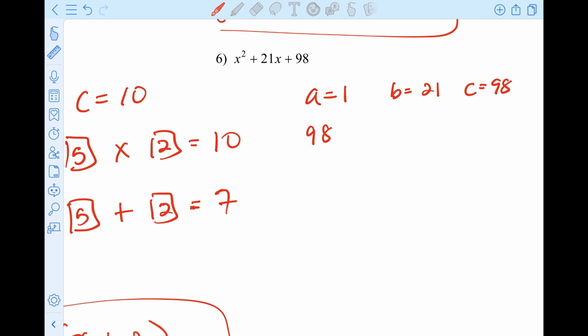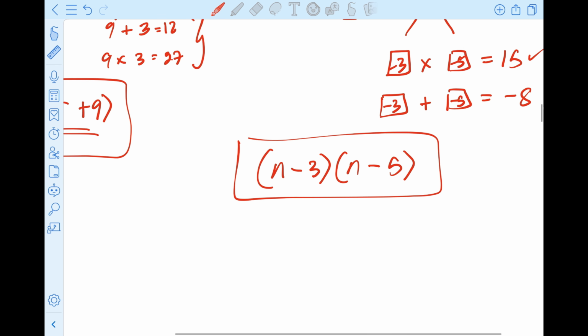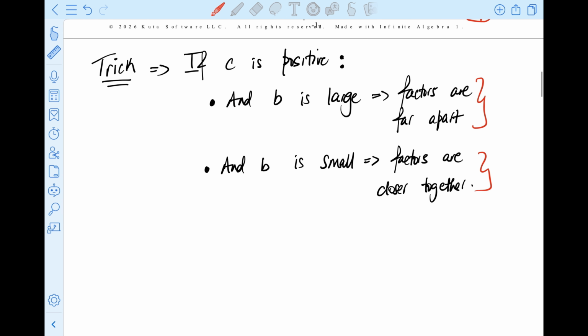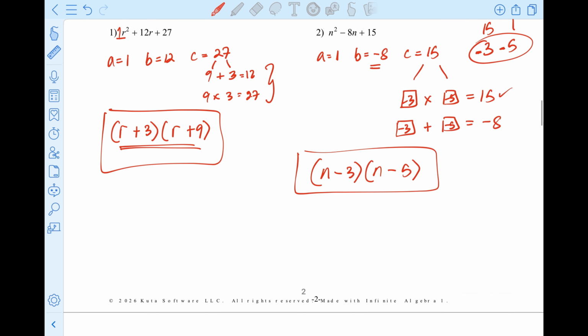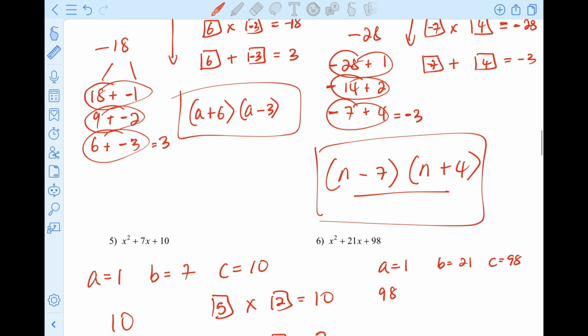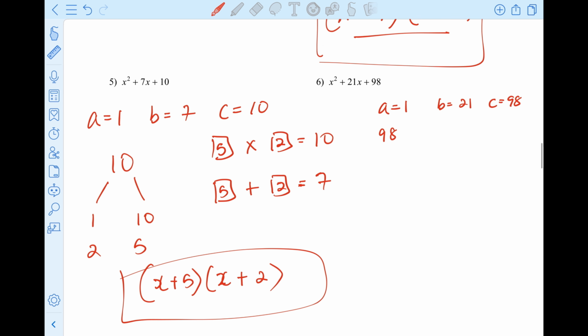Now, this is one of those where I threw this in there because I want you to focus on this one right here. Where is that step? Here it is. If C is positive and B is large, the factors are far apart. If B is small, the factors are close together.